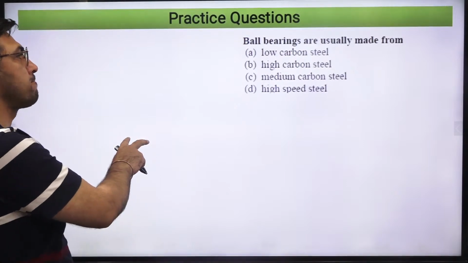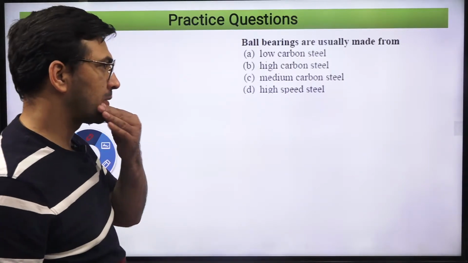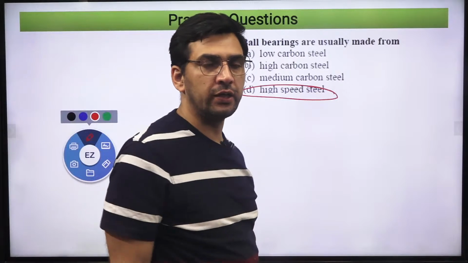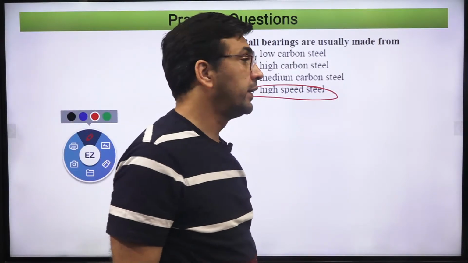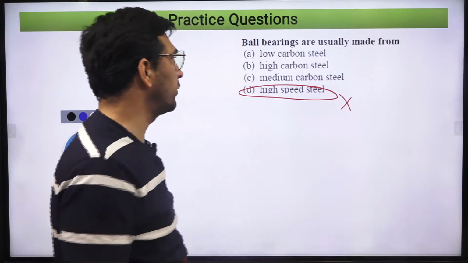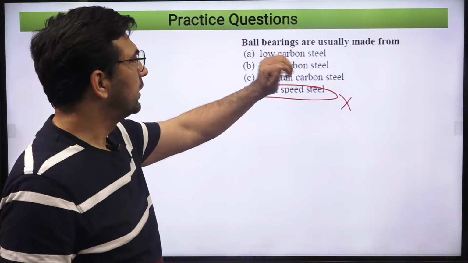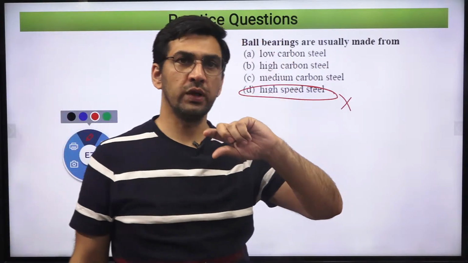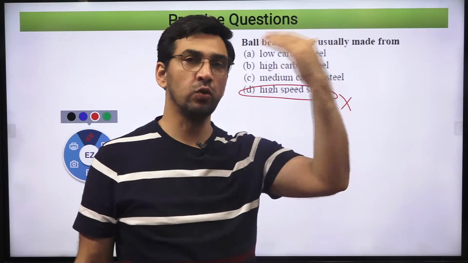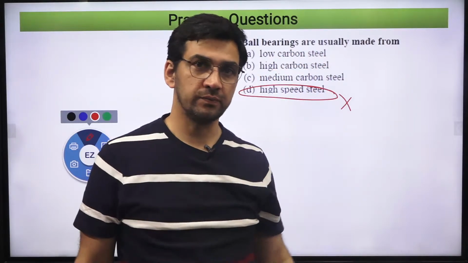The options are low carbon steel, high carbon steel, medium carbon steel, high speed steel. High speed steel you normally use in tools because you are adding alloying elements, and therefore the overall cost is going to be high. So it is not used over here. Now you are left with three options: low carbon, medium carbon, and high carbon. The idea is that if the carbon percentage is low, the relative strength will be less. If the carbon percentage goes on increasing, the strength goes on increasing. At the same time, brittleness also increases, right?